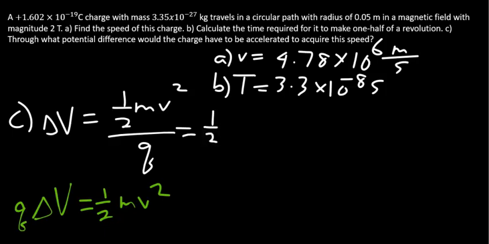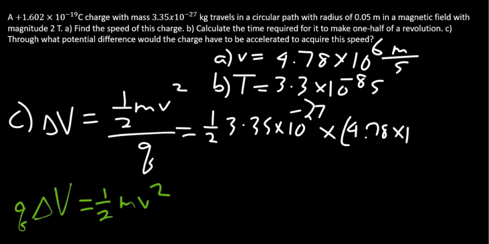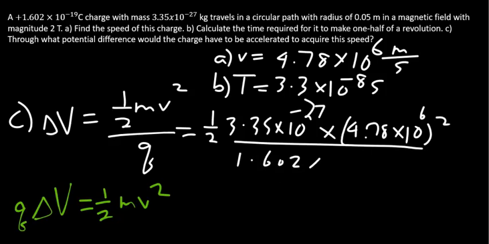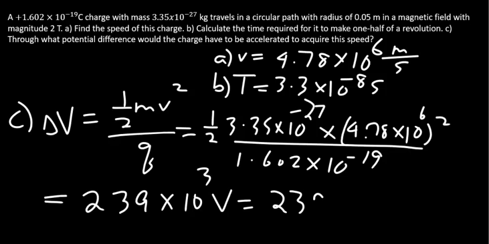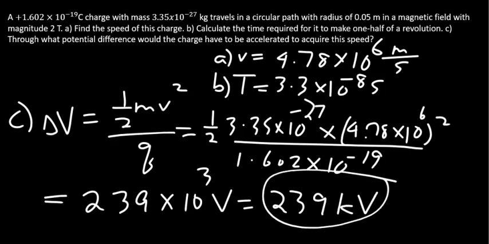So the mass is 3.35 times 10 to the power minus 27 kg. Speed from part A is 4.78 times 10 to the power 6, don't forget to square it, divided by that charge, which is 1.602 times 10 to the power minus 19 coulomb. And doing the calculation, you get 239 times 10 to the power 3 volts, or quite simply 239 kilovolts. And that solves the problem.